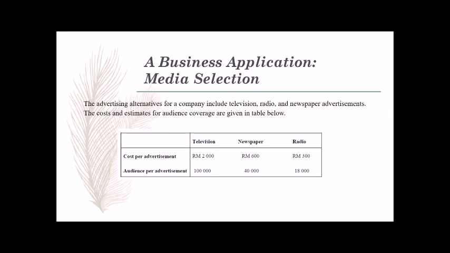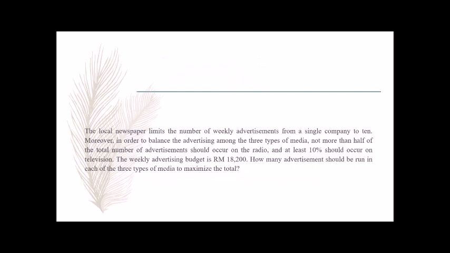The advertising alternatives for a company include television, radio, and newspaper advertisements. The cost and estimates for audience coverage are given in the table below. For cost per advertisement: television 2,000 Malaysia ringgit, newspaper 600 Malaysia ringgit, and radio 300 Malaysia ringgit. For audience per advertisement: television 100,000, newspaper 40,000, and radio 18,000. The local newspaper limits the number of weekly advertisements from a single company to 10.